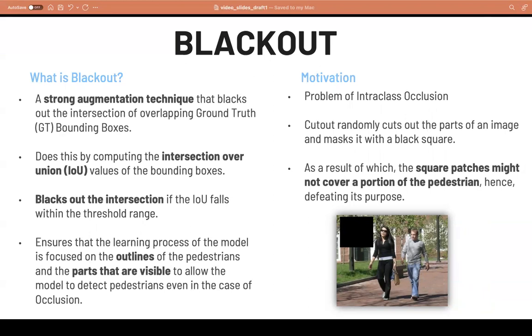only. So it also encourages the model to not only focus on the outlines of the pedestrians, but also on the parts that are visible. So the model can detect pedestrians even when there's occlusion. The motivation behind this comes from the problem of intra-class occlusion and the fact that cutout randomly allocates these blacked out regions, but Blackout actually has a strategy. It uses IOU values.